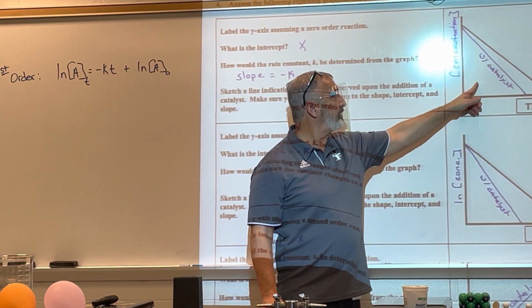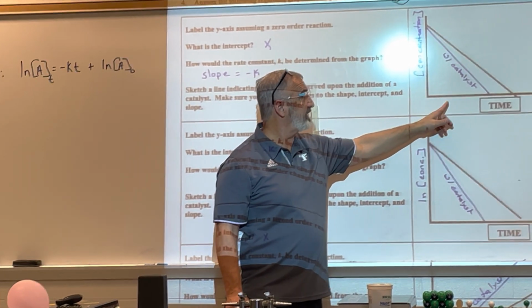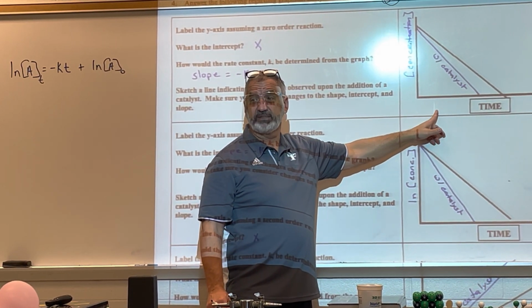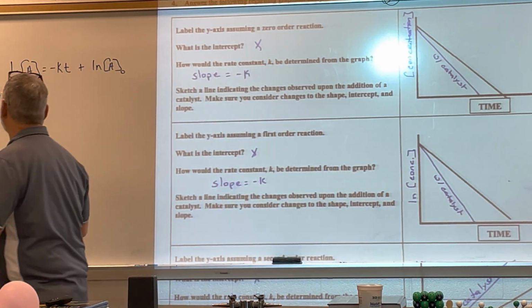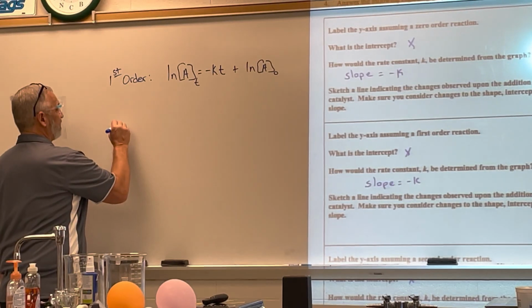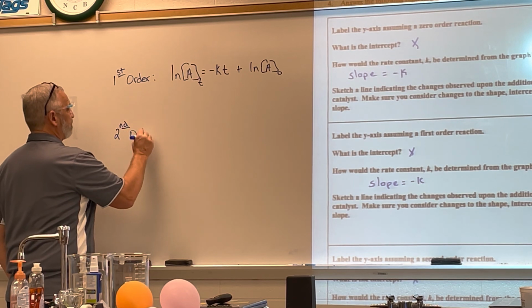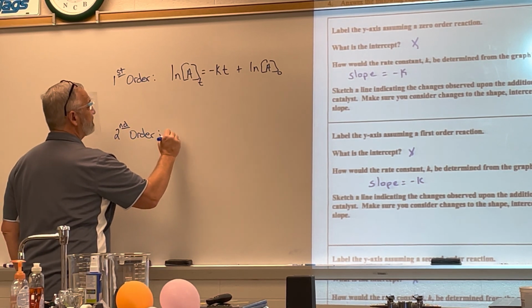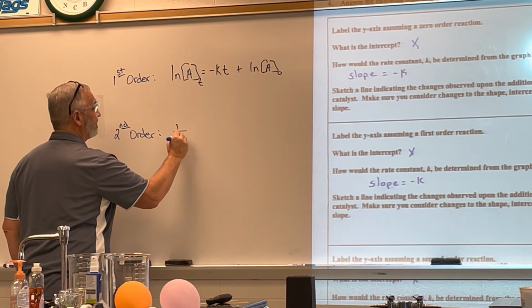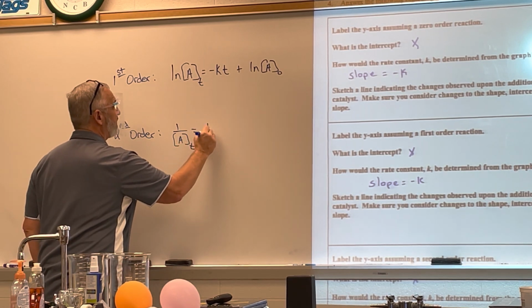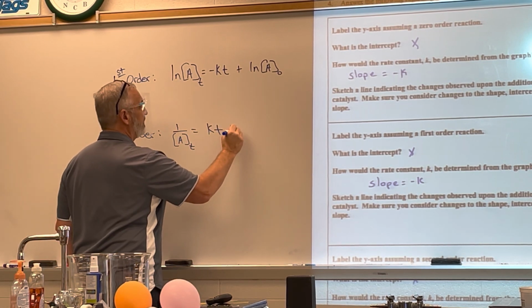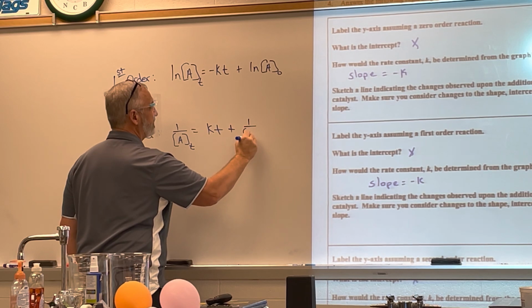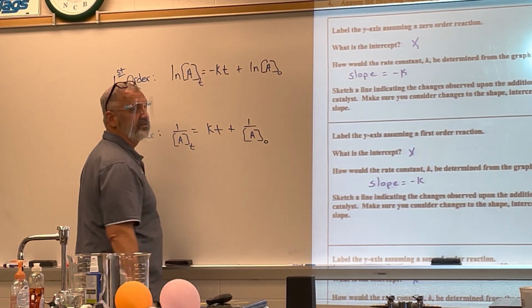If it's zero order, just concentration versus time, it's going to be a straight line. And then the second order is 1 over the concentration of A at time t is equal, I think this one's positive kt, plus 1 over the concentration of A initial.